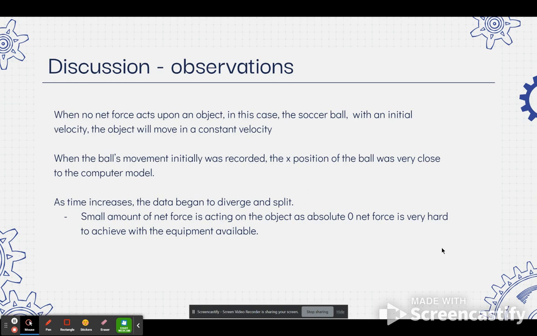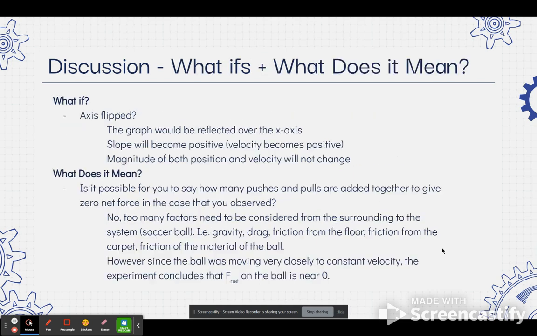Some observations that we made during this lab: when no net force is acted upon an object and initial velocity is present, the object will move in constant motion for a certain amount of time. And as we observed, the ball's movement was very close to the computer model as it began, but as time moves on, it deviated more.